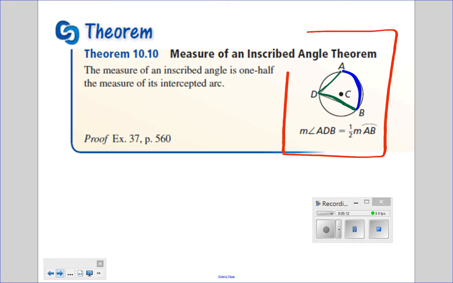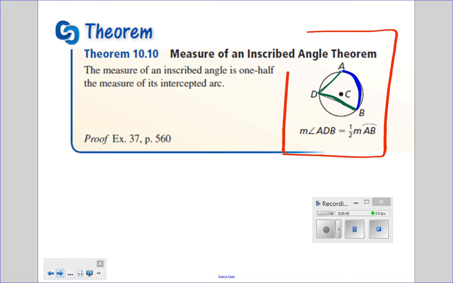DAB. So we have the measure of angle ADB is equal to 1/2 the measure of arc AB. Cool. There's a proof on page 560, example number 37.